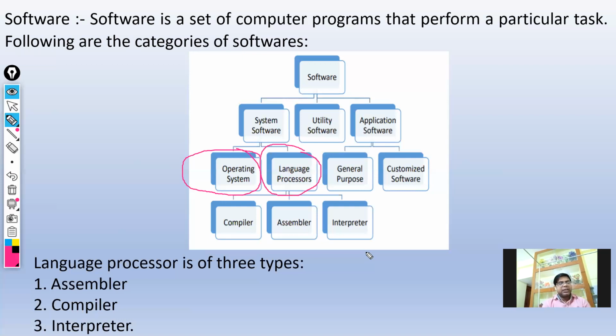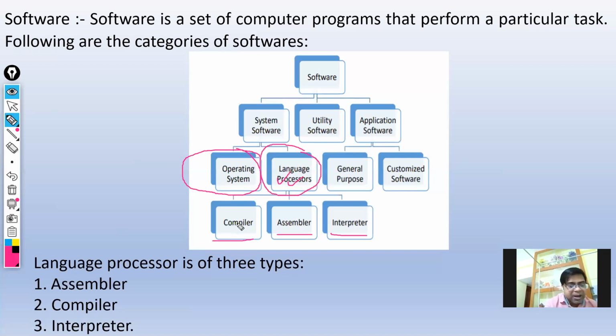Now here, the translator program that is used to convert a source program written in high level language to machine code is called the language processor. The program translated into machine code is called the object program. The language processor is of three types: compiler, assembler, and interpreter. So what is a compiler?